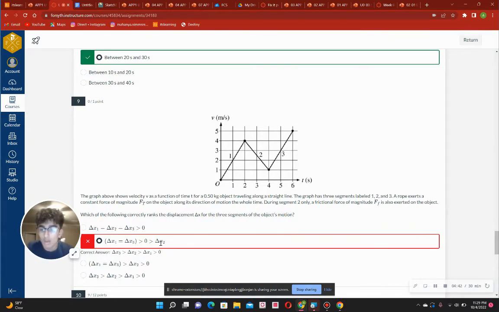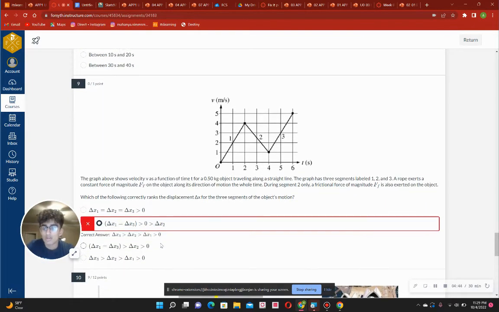And this was wrong. The correct answer was that 3 is greater than 2, and 2 is greater than 1, and 1 is greater than 0. And this is the reason behind it.